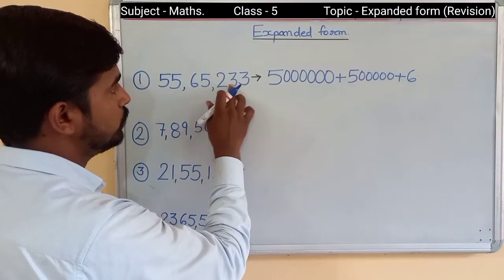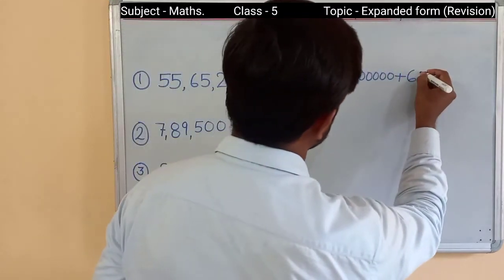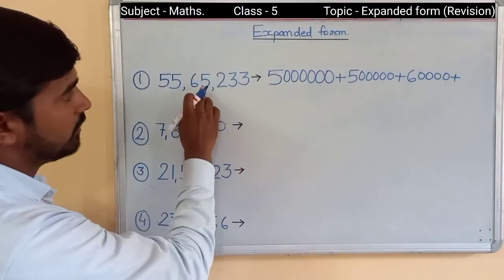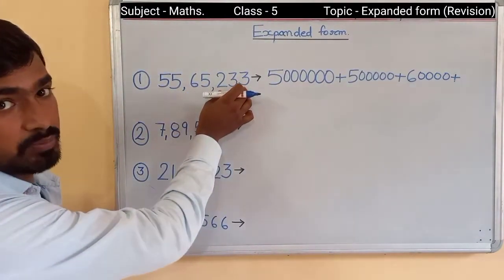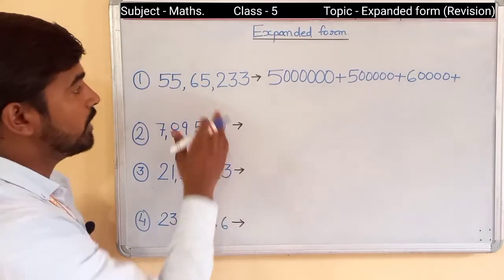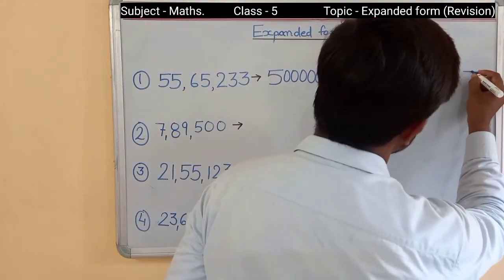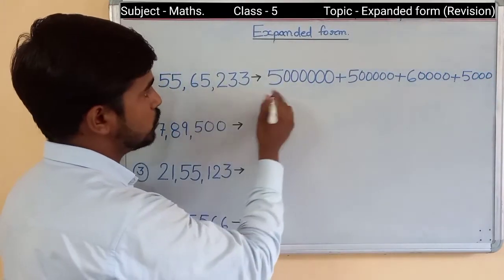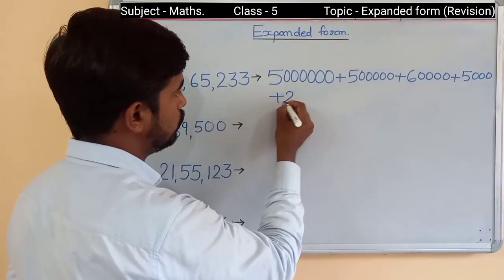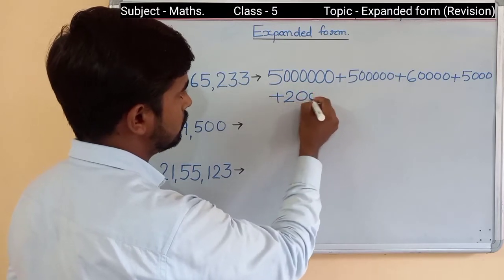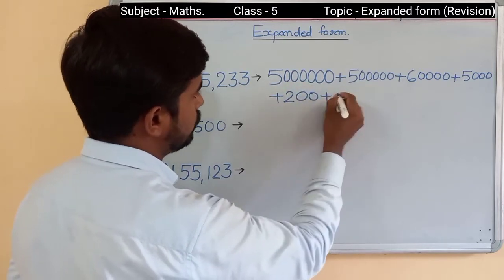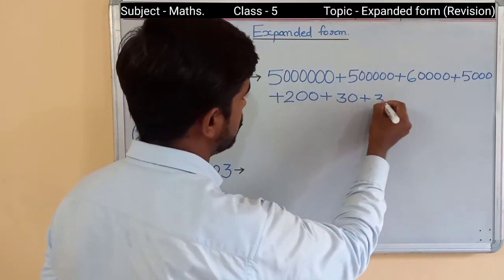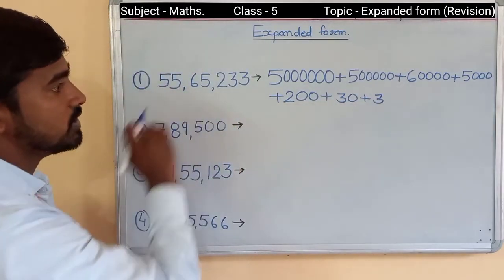Count the digit. 1 2 3 4. Okay, now again this 5 and 3 digits, means place 3 zeros behind the 5. 1 2 and 3. Now this 2, 1 digit, 2 0. This one 1, 1 0. Now 3. So this is the expanded form of this number.